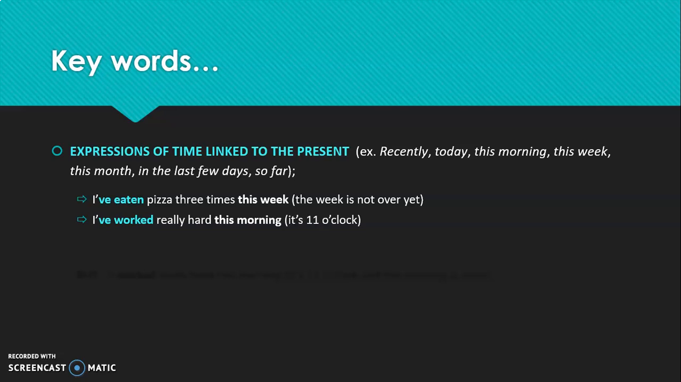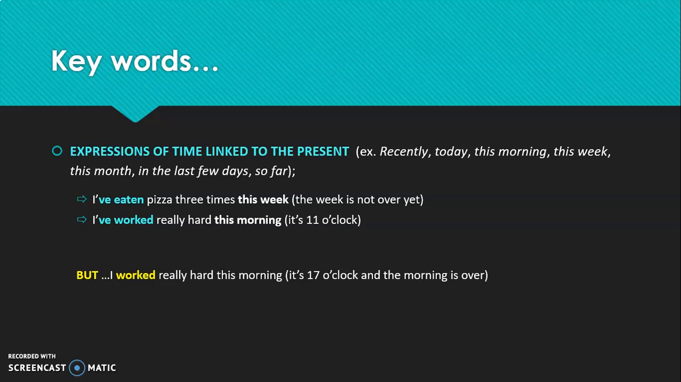I certainly eat pizza. And I've worked really hard this morning. Okay, the morning is not finished yet. Okay, it's 11 o'clock. I started working hard at the beginning of the morning probably, and I'm still working very hard. Okay, so that's why I'm using the present perfect for an action that started in the past but is still going on. Okay, it's not finished yet.